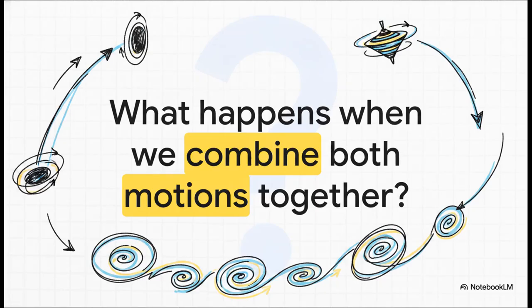I'll leave you with this. If both projectile and circular motions rely on constant acceleration vectors, like gravity and centripetal force, what complex paths emerge when we combine them both? Imagine a spinning object that is also thrown through the air in a parabolic arc.